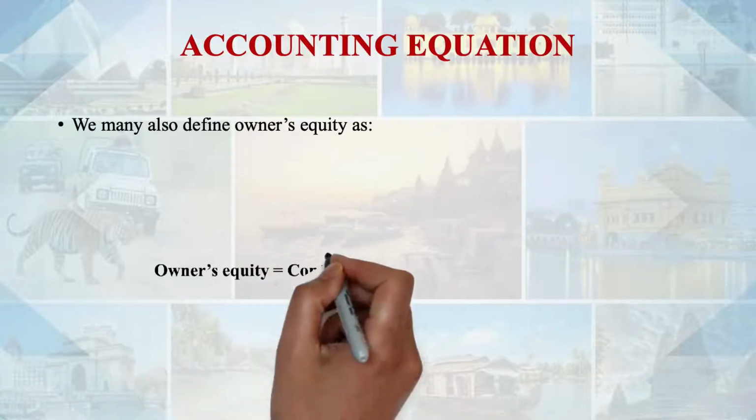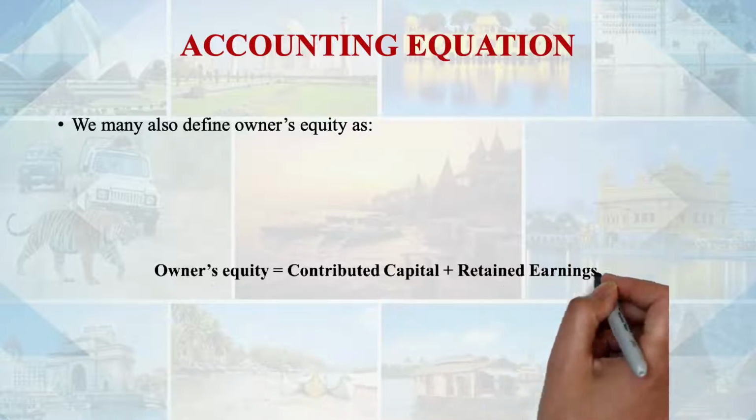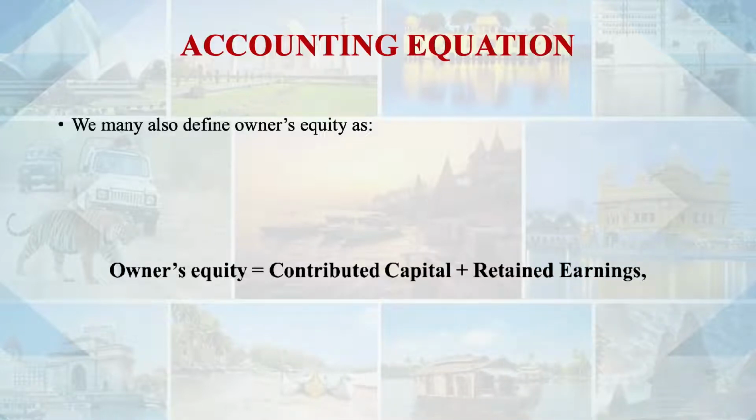Now, can we define owner's equity this way? Owner's equity is equal to the capital which has been contributed, along with the retained earnings also. Retained earnings means the profits which remain after paying for all the expenses and all the taxes. So what is owner's equity? The owner has the right to enjoy the capital, that is his capital, and along with that the profits, the retained earnings, the earnings retained by the business, which will now definitely belong to the owner. So owner's equity is contributed capital plus retained earnings.